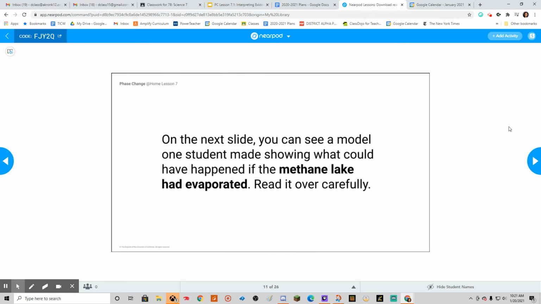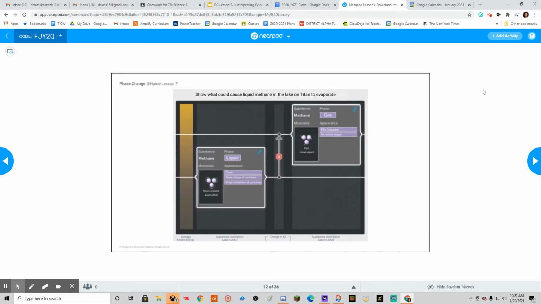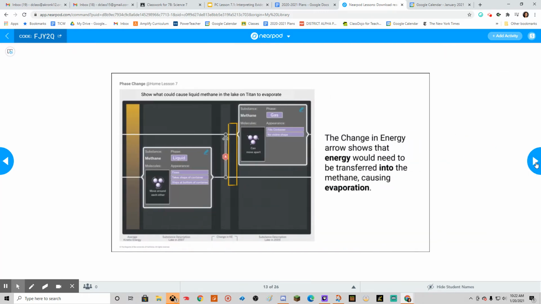On the next slide, you're going to see a model that one student made showing what could have happened if the methane lake had evaporated. Take a moment to read it over carefully. Again, if you need more time, please pause the video. So the change in energy arrow again shows that energy would need to be transferred into the methane, causing evaporation.